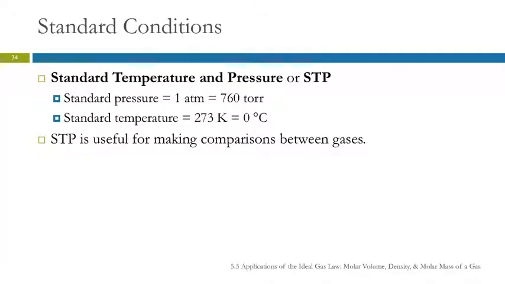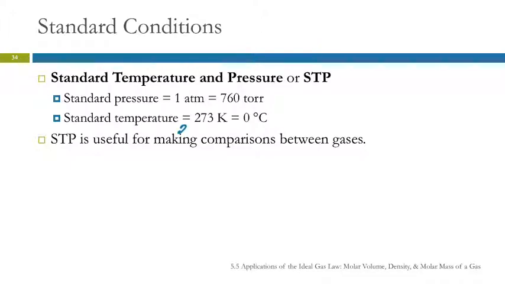Because we're always specifying temperature and pressure with gases, we find it useful to specify a standard temperature and pressure. So standard temperature and pressure is abbreviated STP. You need to know what that means. Standard pressure is 1 atmosphere, which is equal to 760 torr. Standard temperature is 273 Kelvin, 0 degrees Celsius.